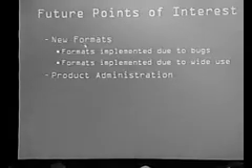Do we have anything else here? Yes. Oh yeah, future points of interest. You want to take that? Sure.